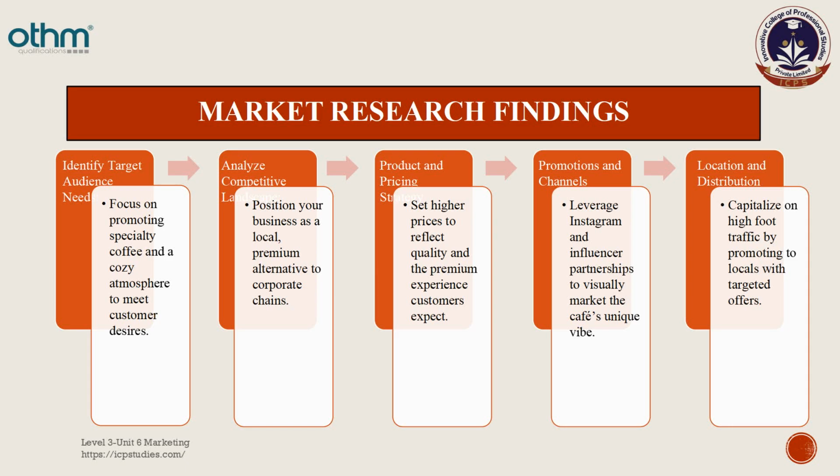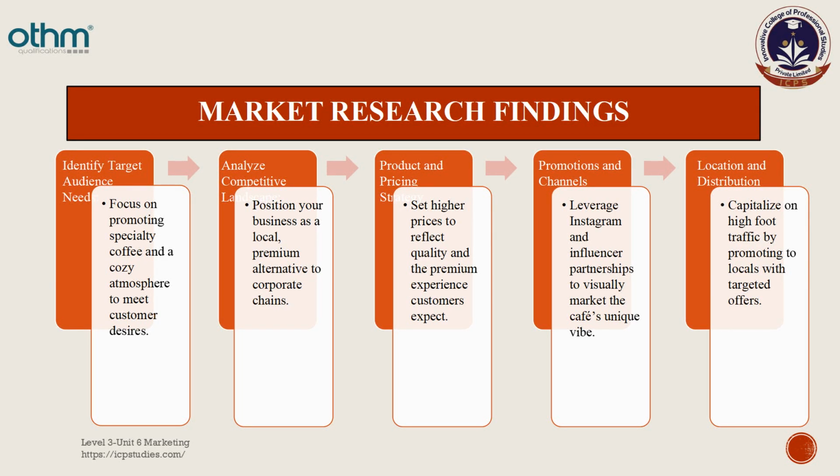customer desires. At the second step, you have to analyze the competitive landscape. You have to see what your competitors are doing. So you have to position your business as a local premium alternative to corporate chains. The third step is the product and pricing strategy of your product. So you have to set higher prices to reflect the quality and the premium experience that customers are expecting from you.